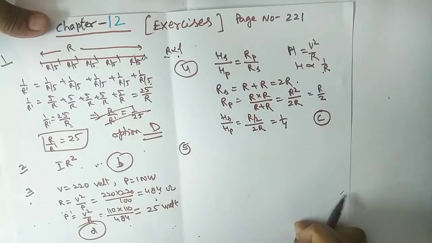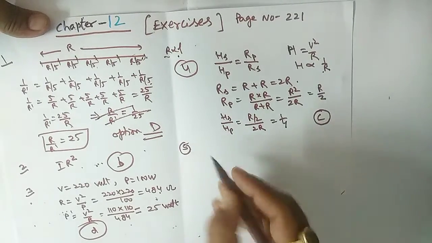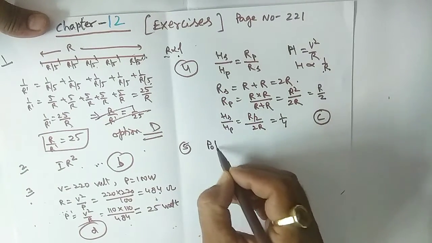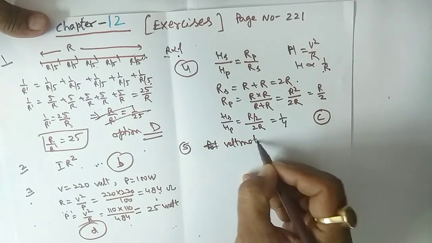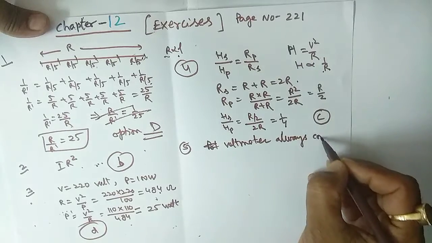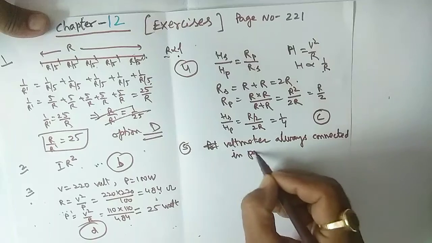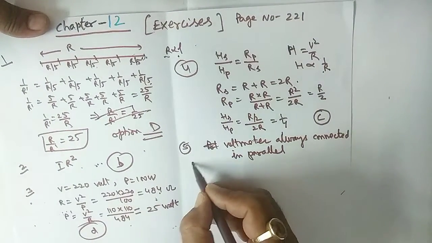How is a voltmeter connected in circuit to measure the potential difference between 2 points? So students, remember, the voltmeter is always connected in parallel in a circuit. Okay, always remember.